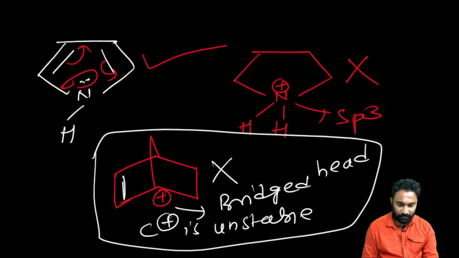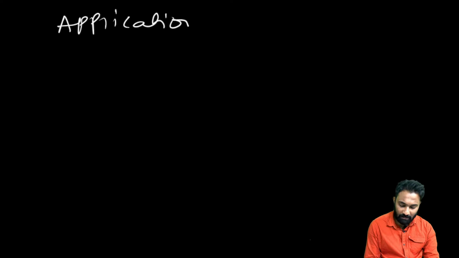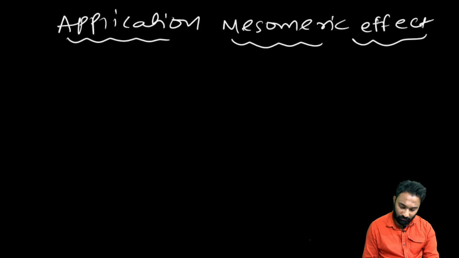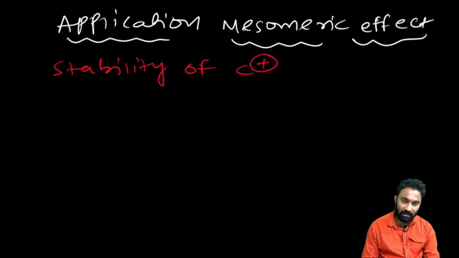Done. Next, we'll move to stability. Here are the applications of the mesomeric effect. In the applications of the mesomeric effect, the first one we are going to see is the stability of carbocation. Now I will write the molecules.